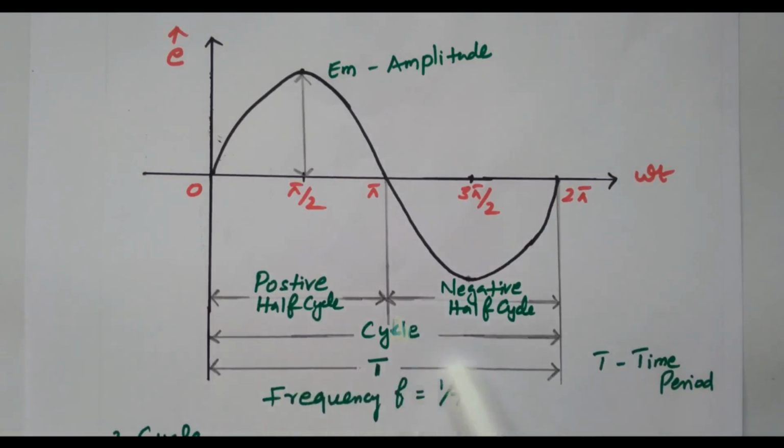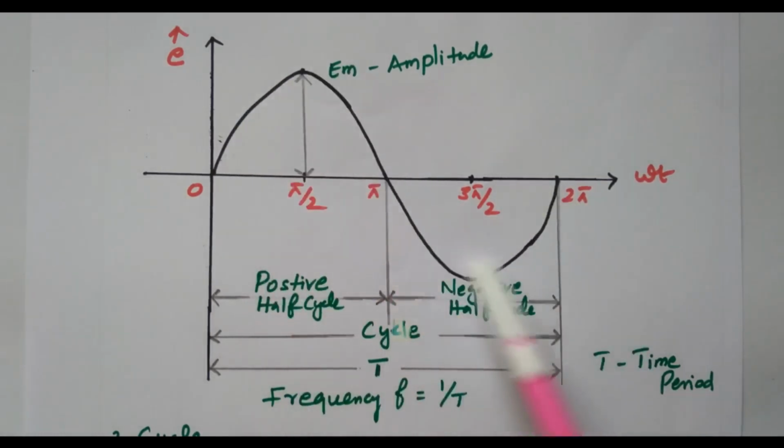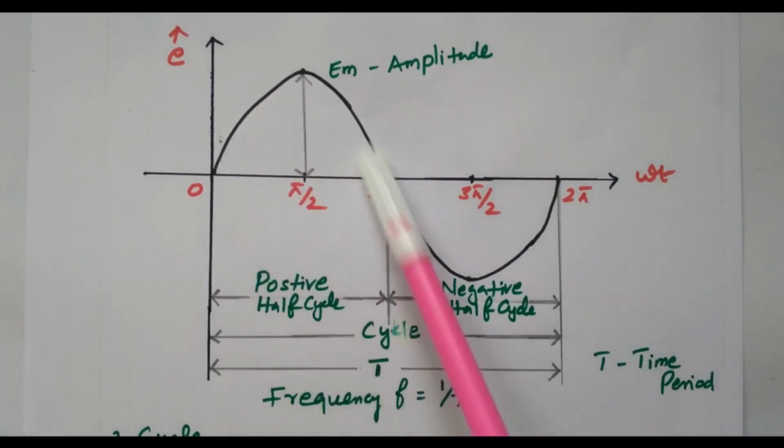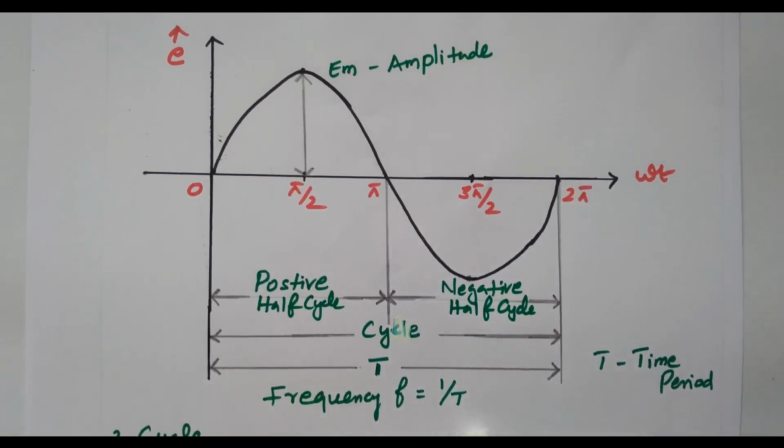So this is nothing but the time period. The time taken to complete one full cycle, that is positive as well as negative. The time T is nothing but the time taken to complete the positive cycle as well as the negative cycle, one complete cycle. The frequency, you know that frequency equals 1 divided by T. The number of cycles per second can be calculated as 1 divided by T. T is nothing but the time period.